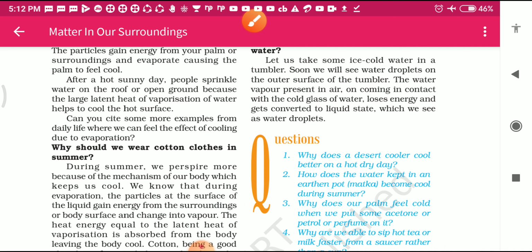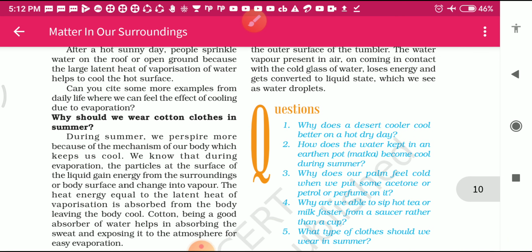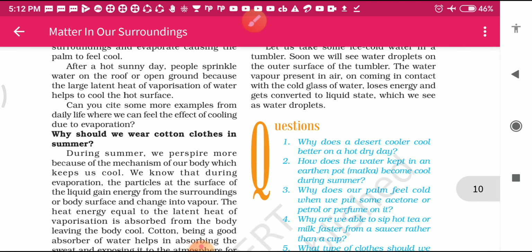Can you cite some more examples from daily life where we can feel the effect of cooling due to evaporation? Yes, the best example is here also. One example I have is the water vaporizing from the leaves of a tree, which also cools the surrounding air. This is another example of evaporation.